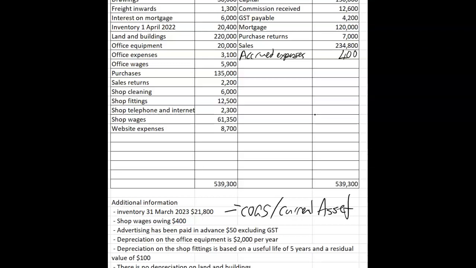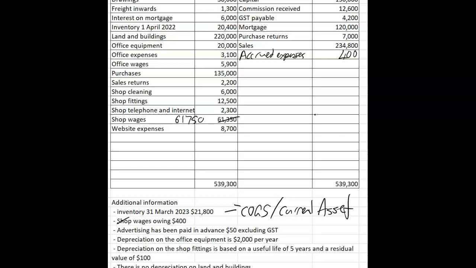So that's the first half. We've added it to the credit side, so we must add it to the debit side as well. And it tells us that it's for shop wages. So find your shop wages, cross it out, and you're going to add 400 to that. So we add 400 to the debit, 400 to the credit, so that'll balance. So we'll cross that one out.